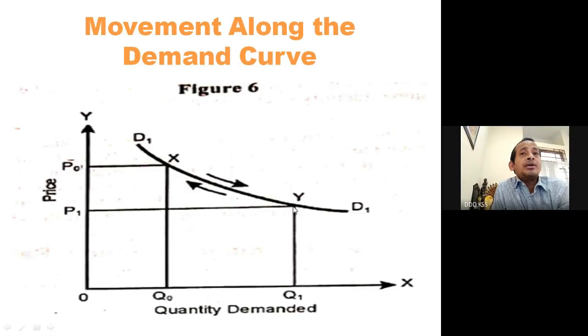From Y there will be an upward movement to X, where the consumer will reduce the purchase, and due to that there will be a reduction in the quantity demanded. The quantity demanded will reduce, and that will come to OQ, which is represented by X. So there is an upward movement. So this is basically movement along the demand curve.